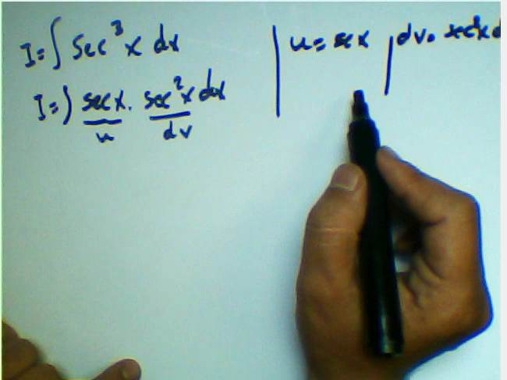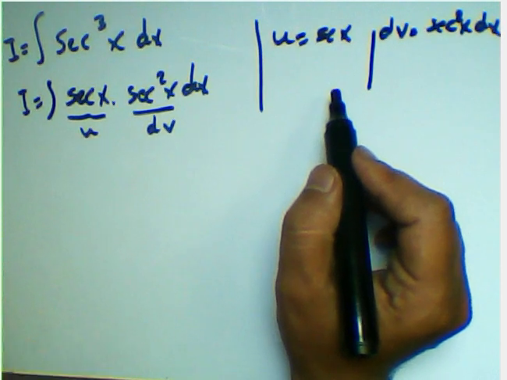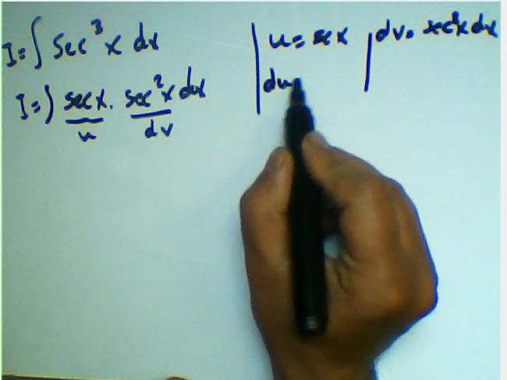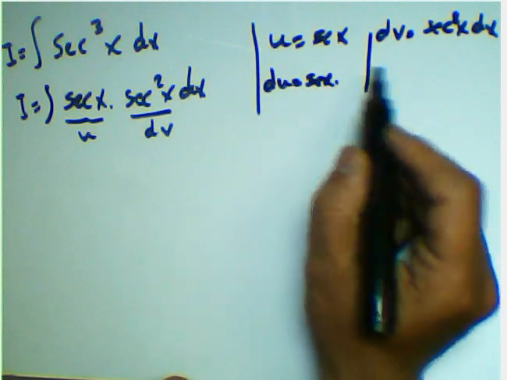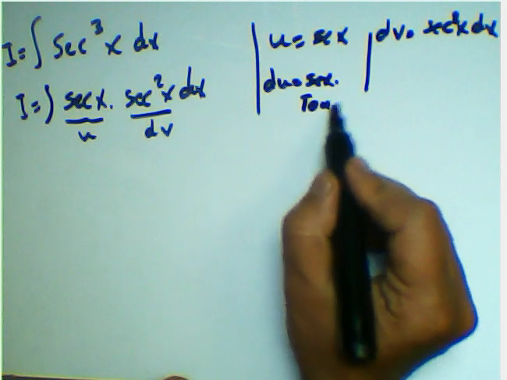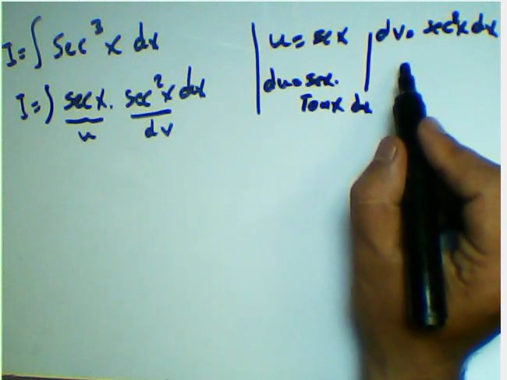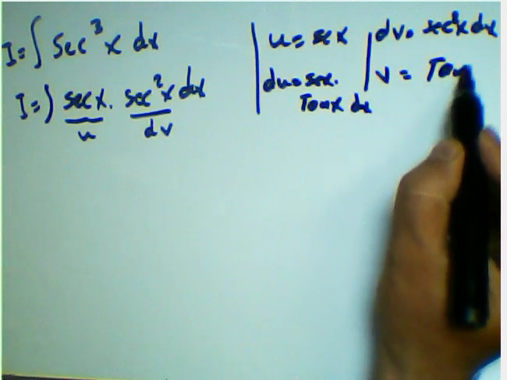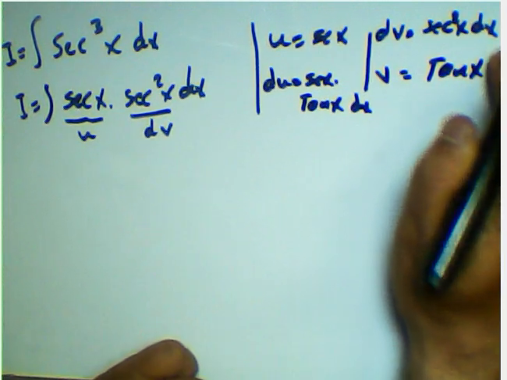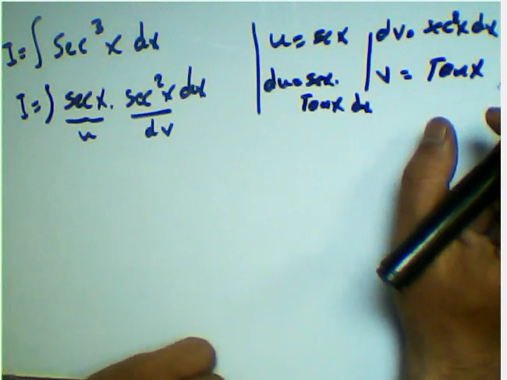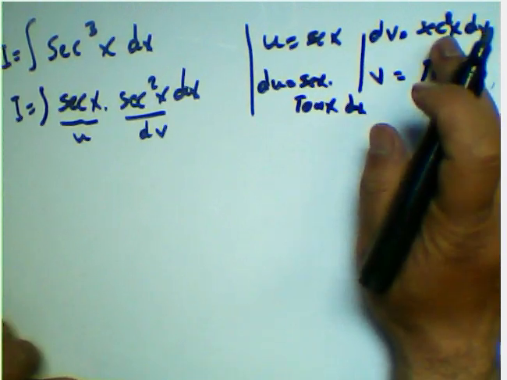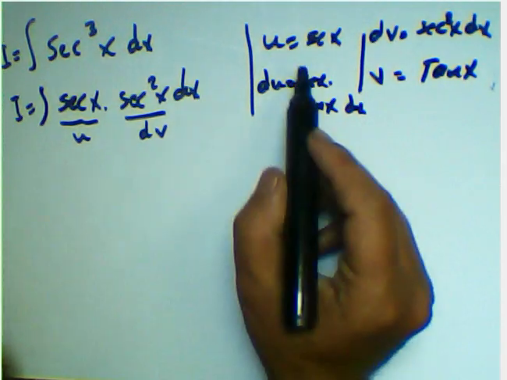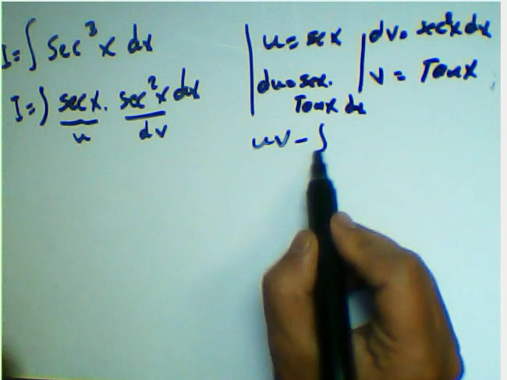Okay, derivative of this function: the derivative of sec is sec tan, then du equals sec x tan x dx, and integration here will be v equals the integral of sec^2 x, which is tan x. Okay, the integration of sec^2 x dx will be tan x. Using the rule u times v minus the integration of v du.